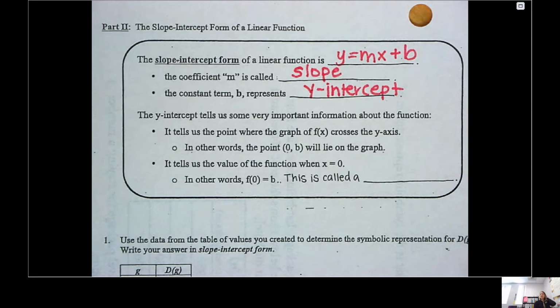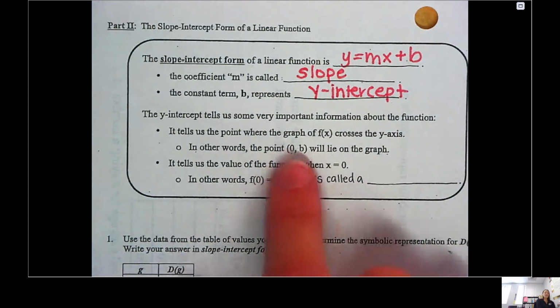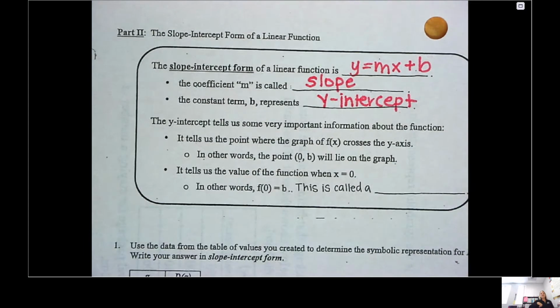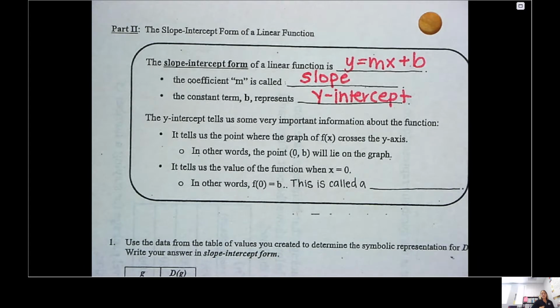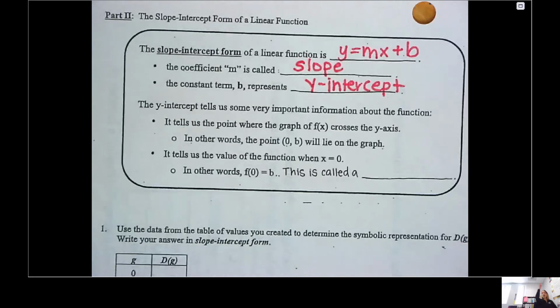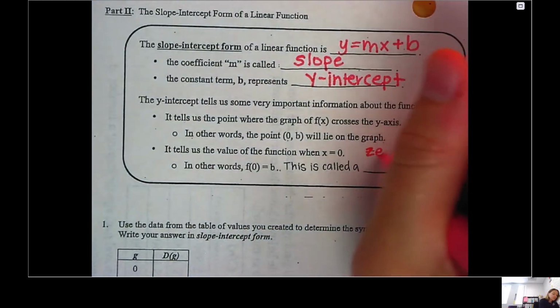Okay, the y-intercept tells us something very important about our function. It tells us a few different things. It tells us where the graph will cross the y-axis. In other words, the point (0, b) will lie on the graph. So 0 is your x, so you're not going to move to the right or to the left, but you are going to go up or down. When you plug in a 0, this is called a 0 of the function. So where it crosses the y-axis, that is something called a 0 of the function.